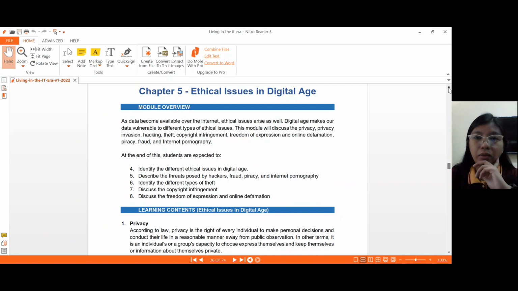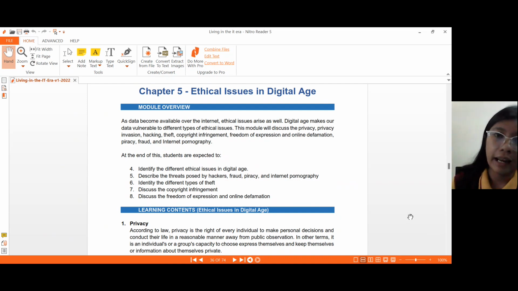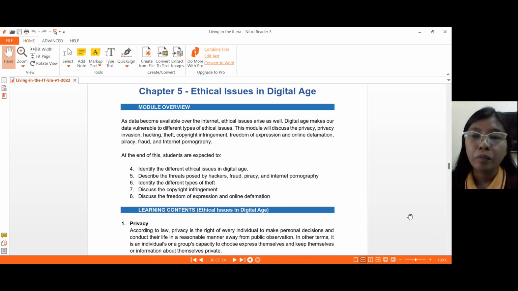So the sets of standards that we have to follow, the ethical principles, for so long as digital age is concerned, for so long as your phones, your devices, your internet is concerned. Okay? All right, so as data become available over the internet, ethical issues arise as well. Of course, kapag meron tayong panibagong invention or panibagong advancement in technology, it always comes with responsibility. Hindi naman pwede na ang actions natin using the internet ay carefree lang. Kailangan ng pag-iingat, kailangan na may sinusunod tayong mga patakaran para hindi tayo makasira o makaapak ng ibang tao.